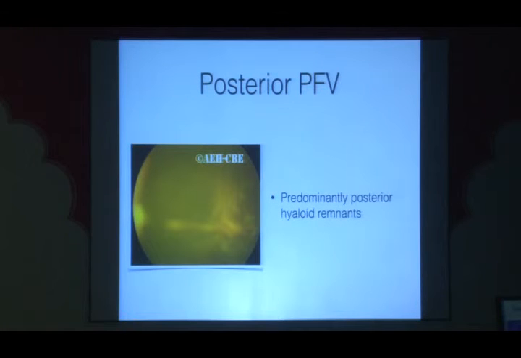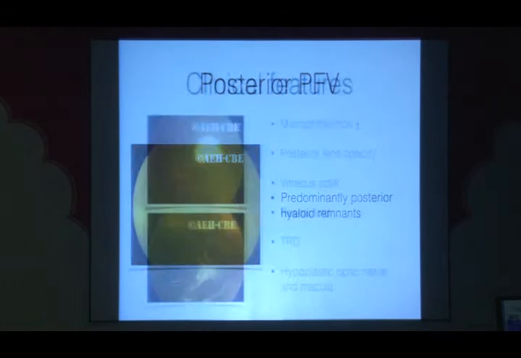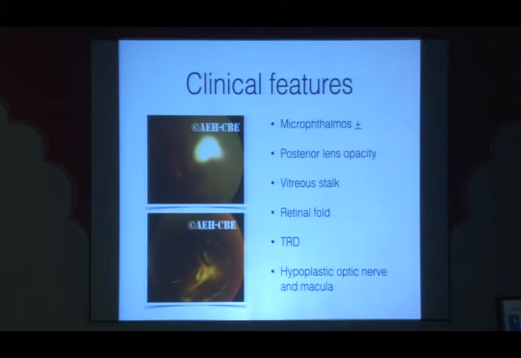In posterior persistent fetal vasculature syndrome, microphthalmos may or may not be present. It can have a minimal lenticular opacity, usually off-center, and usually does not cause much visual significance. And you can have folds on the posterior pole, which can also present as a temporal falciform fold. Apart from this, it can lead to tractional detachment. Also, there are deformities of both the optic nerve and the macula.